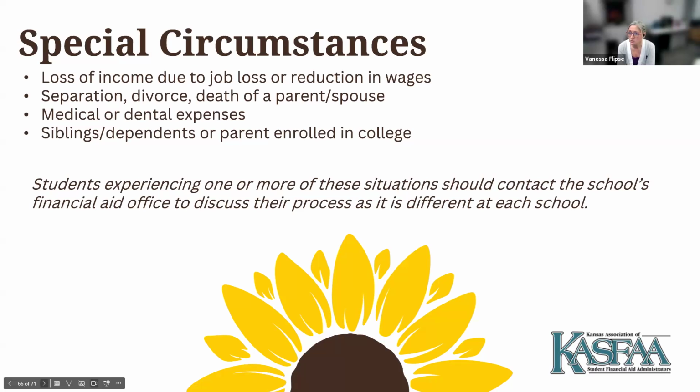In those cases, you do want to reach out to your school and let them know about those situations, because they can do something called a professional judgment, and that will actually potentially help you to get some more of the need-based aid that might be available to you, but maybe isn't based on your 2 years prior tax information. So if any of those things are occurring, then please make sure you're talking to your school financial aid office so that they can help you with that.